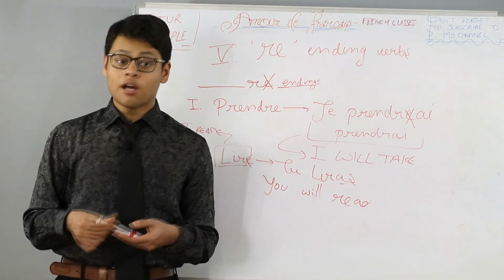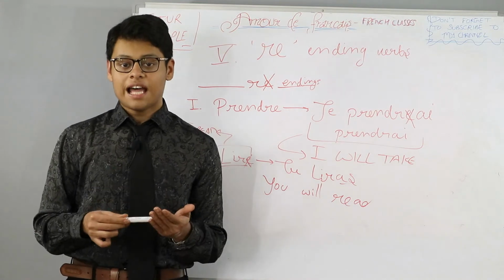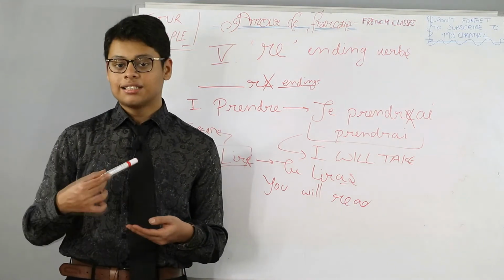The next two categories of verbs, which are the auxiliary verbs and irregular verbs, we will do in the next class. C'est tout pour aujourd'hui. That's all for today.